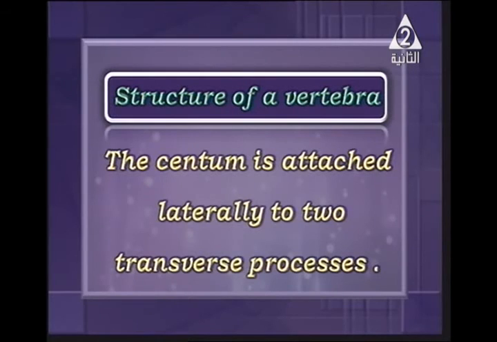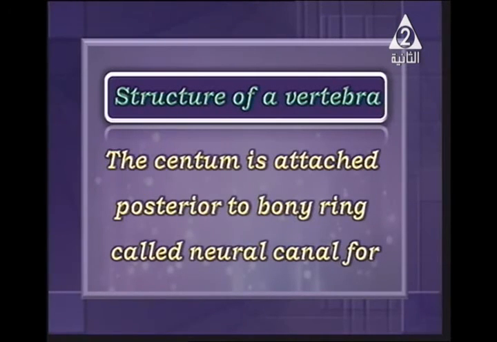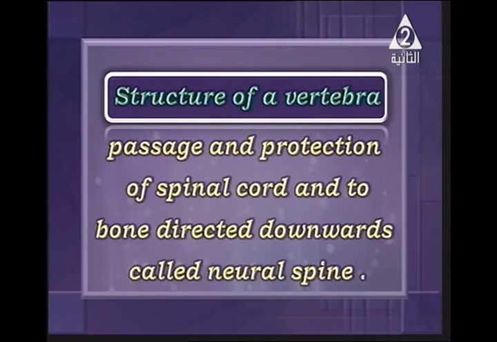The centrum is attached laterally by 2 transverse processes. I mean 2 protrusions, but laterally. Don't forget it. The centrum is attached posteriorly by what? By a bone, the neural canal, for the passage and protection of the spinal cord. And finally, it's attached by a direct downward bone called the neural spine.